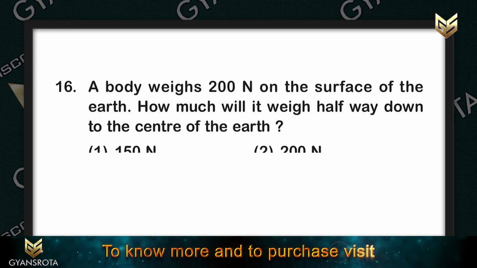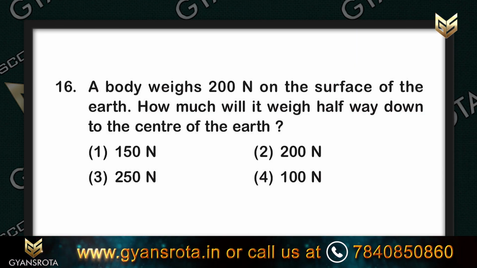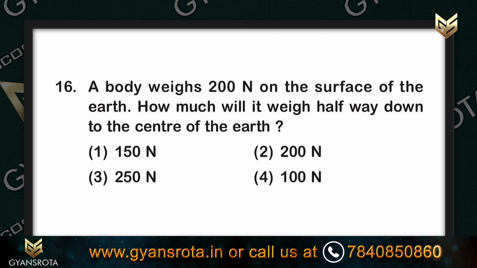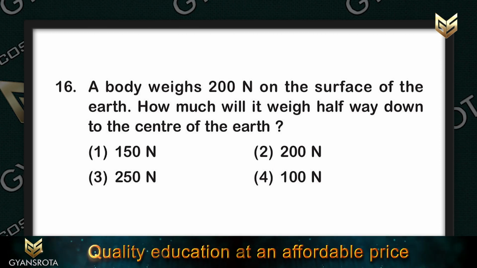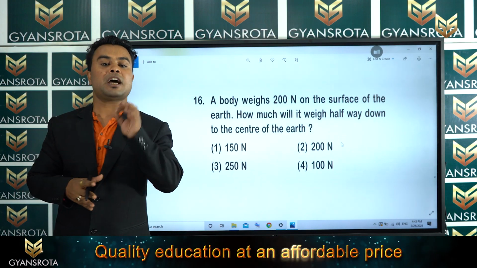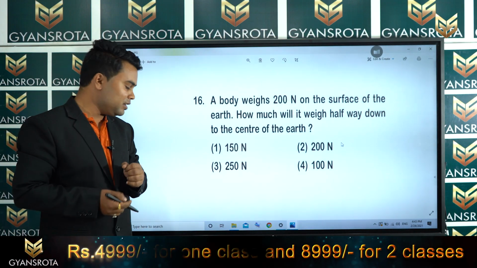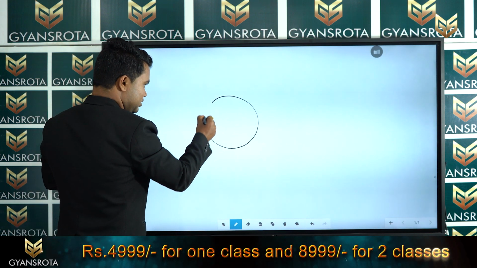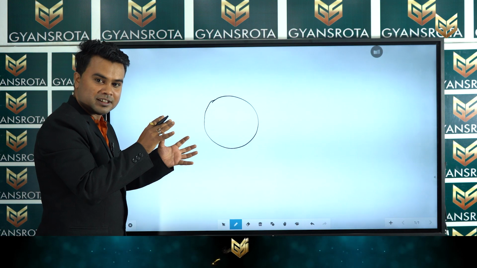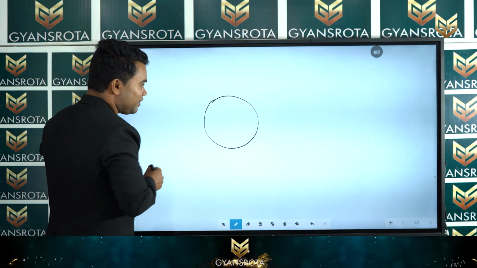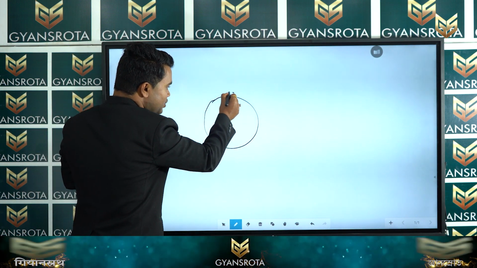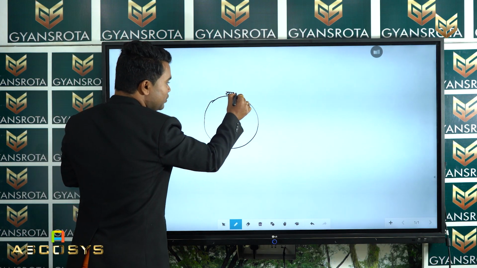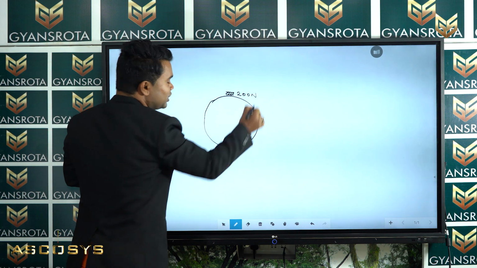A body weighs 200 Newton on the surface of the earth. How much will it weigh halfway down to the center of the earth? Now, this is a very good question from the chapter gravitation, and the solution I will show you here. This is my earth. My God, such a small earth. Yeah, this is just consideration. Fine. When the object was on the surface of the earth, its weight was 200 Newton.